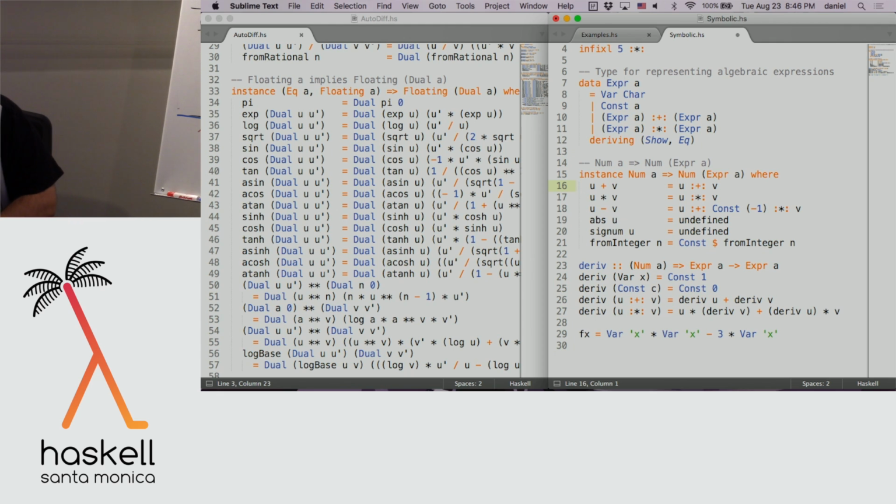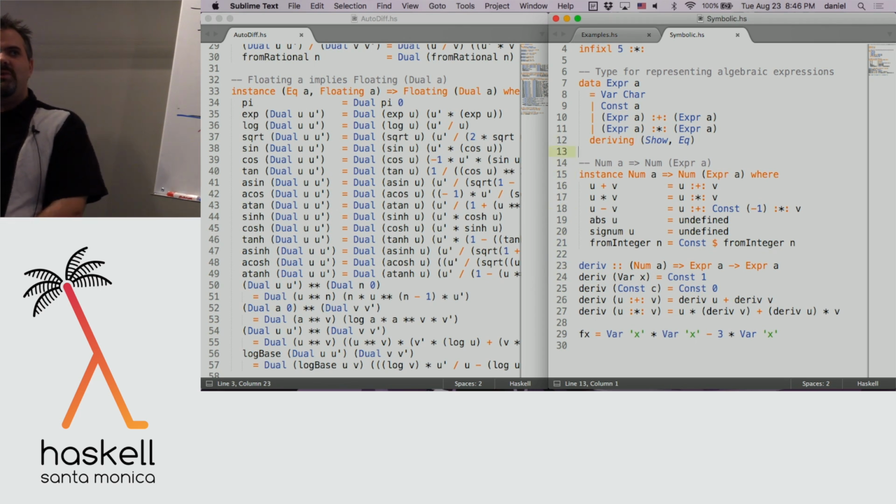OK? All right, so let's just walk through this real quick. I'm duplicating the same code, but I have a Num instance for Exprs. And I teach the computer how to add Exprs, multiply Exprs, and subtract Exprs. And absolute value and signum, I'm going to leave them as undefined just because I don't use them in this example. So this code will blow up without warning. From integers, it's going to have a constant.